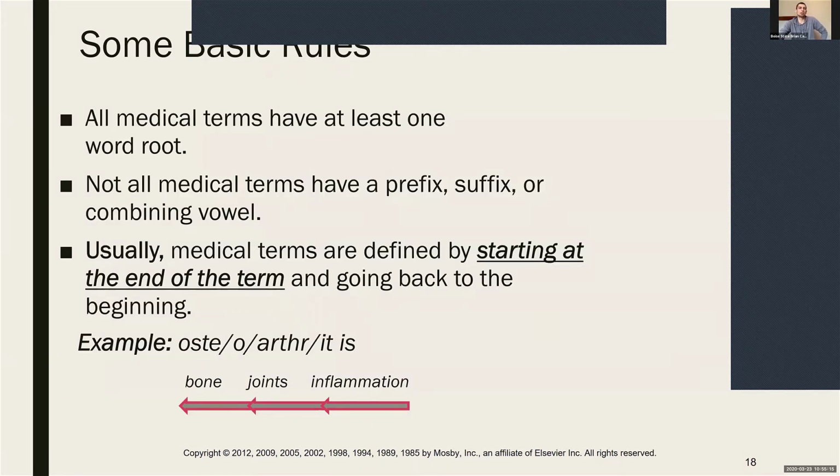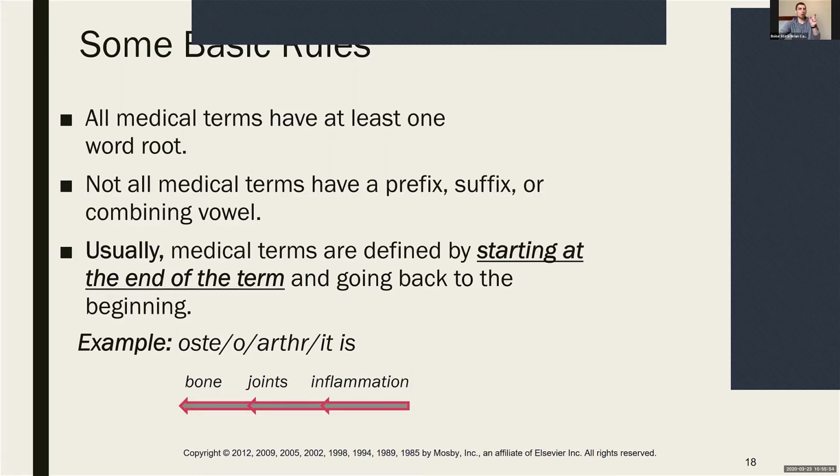Some basic rules about understanding medical terminology. All medical terms are going to have at least 1 word root. It's going to be really, really important that you identify that word root. And that word root is going to allow you to figure out where this term is actually going as far as what I understand about it. So for example, pulm, P-U-L-M, that is relating to the lungs. Hepat, relating to the liver. Renal, relating to the kidneys.